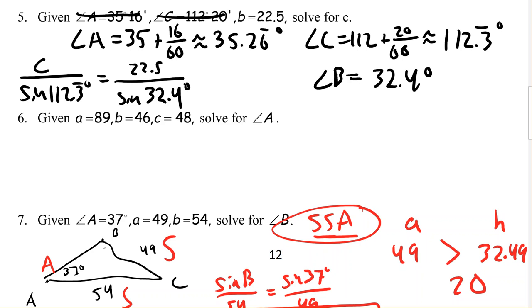So it looks like C will be 22.5 times the sine of what I stored in for angle C, divided by the sine of 32.4. This was not rounded, so I don't have to store it. And so for C, 38.841.